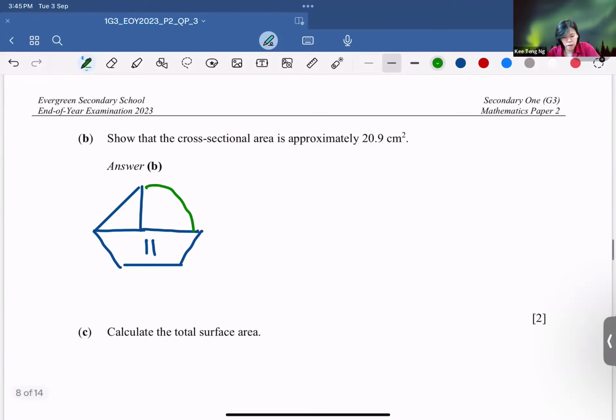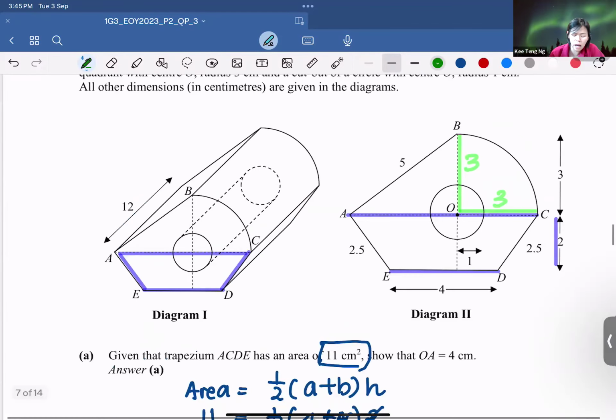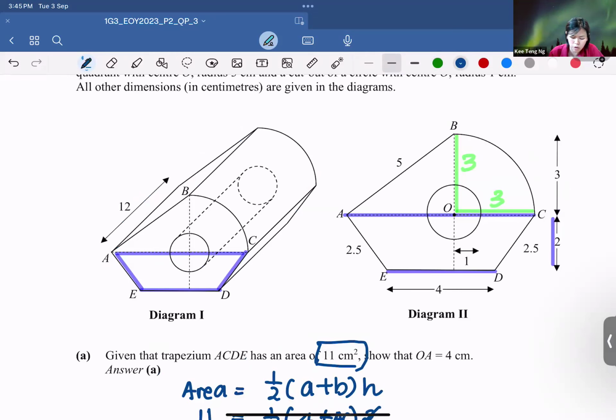Okay, let's see who can help me with the answers. First part first. I know that AO is now 4 cm. This part over here is 3 cm. Who can help me find the area of this triangle over here?